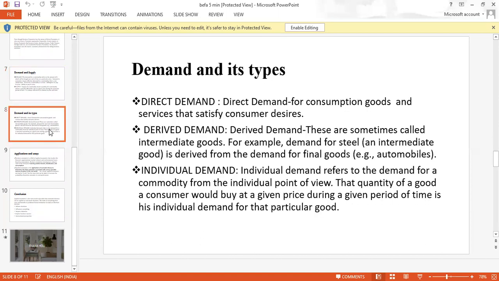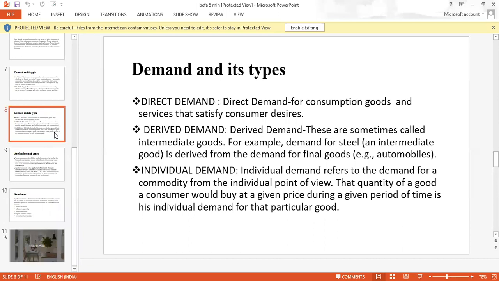And the other one is demand and its types. We discussed in the last PPT what actually the demand is, and the supply also. Based on the demand, it is categorized into three major parts. Here these are listed as direct demand, derived demand, and individual demand. Let's discuss each one by one.